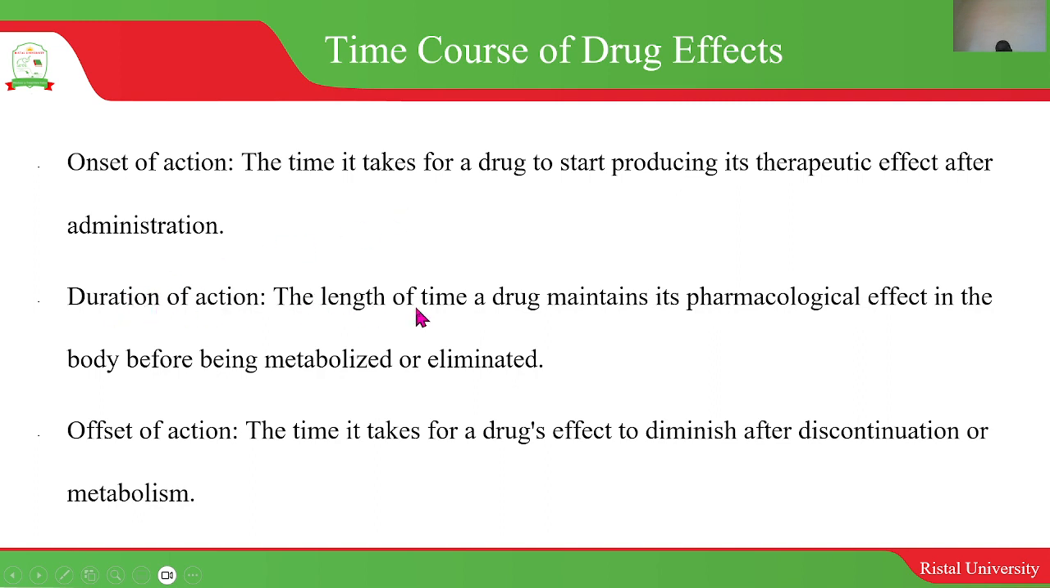Duration of action is the length of time a drug maintains its pharmacologic effect in the body before being metabolized. This starts from the time of onset of action to the time that the body has metabolized it, and the therapeutic window is going down because the drug is already metabolized by the liver and maybe getting eliminated in the kidneys. Okay. Offset of action is the time it takes for a drug's effect to diminish after discontinuation or metabolism.